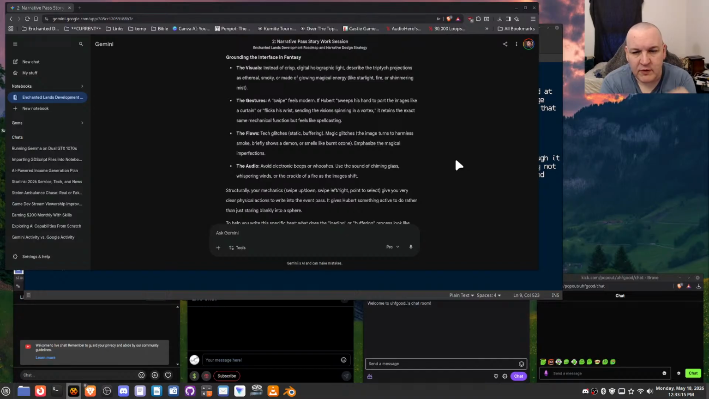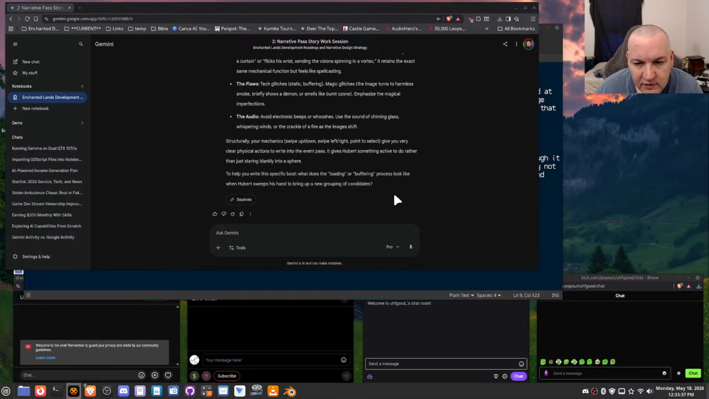Swipe feels modern. If you stand like a curtain or flicks his wrist, Sim visions spinning it in a vortex. It retains the exact same mechanical function. Feels like spellcasting. The flaws tech glitches, static buffering, magic glitches. The image turns harmless smoke. Briefly shows deep. Emphasize magical imperfections. Avoid electronic beeps and whooshes. Use the sound of chiming glass. Whispering wings. Fire crackle fire. Drexel, your mechanics give you very clear physical actions to write into the bit fast. Gives Hubert something active to do rather than stare like with a sphere.